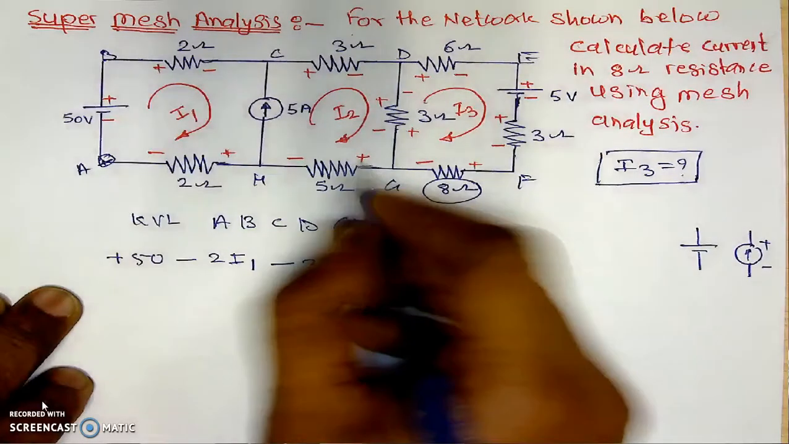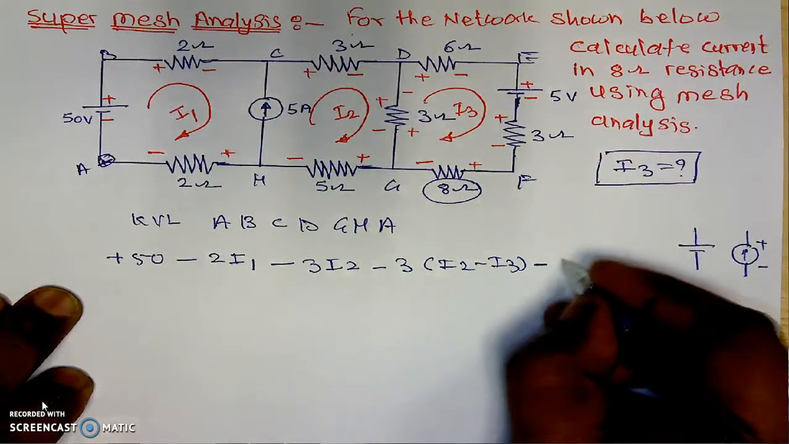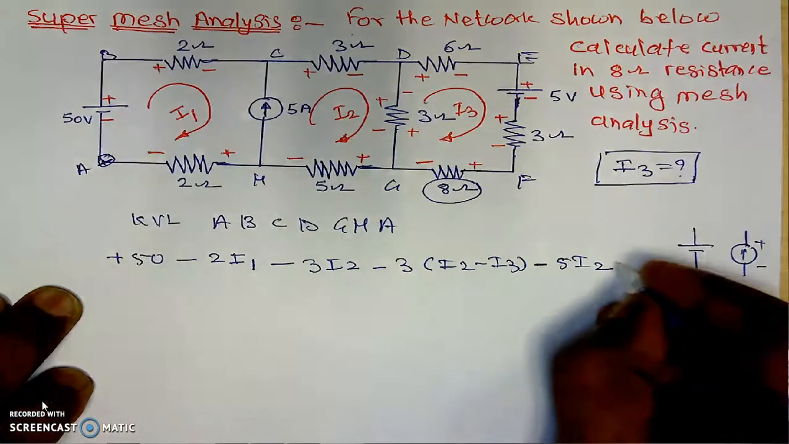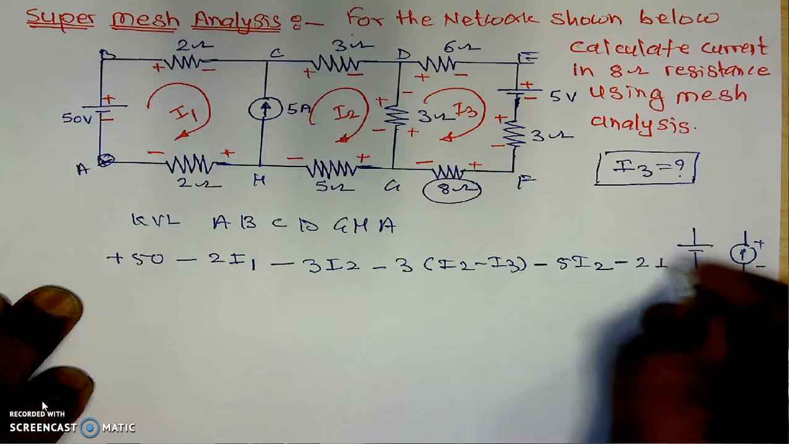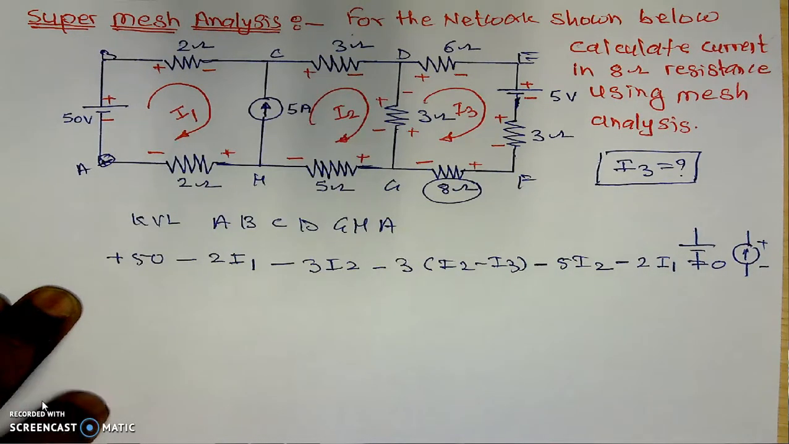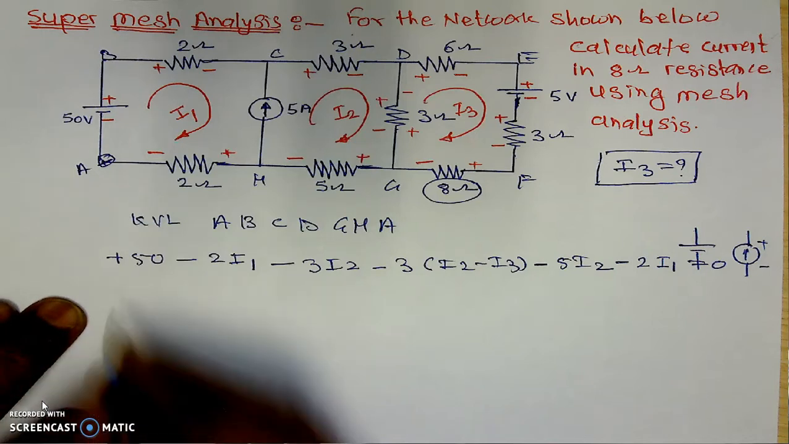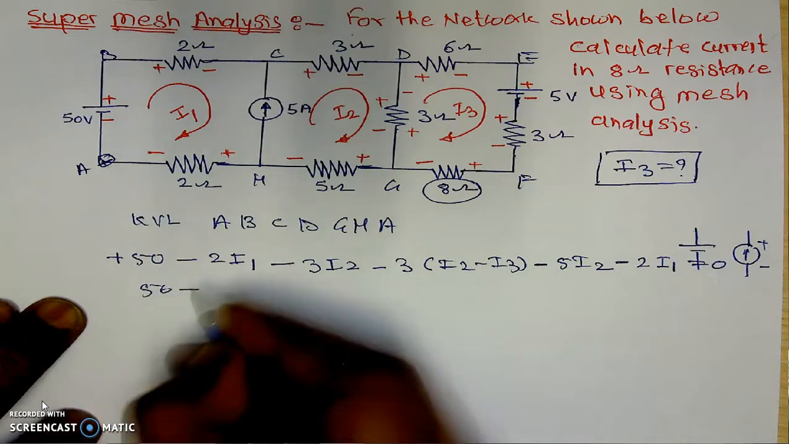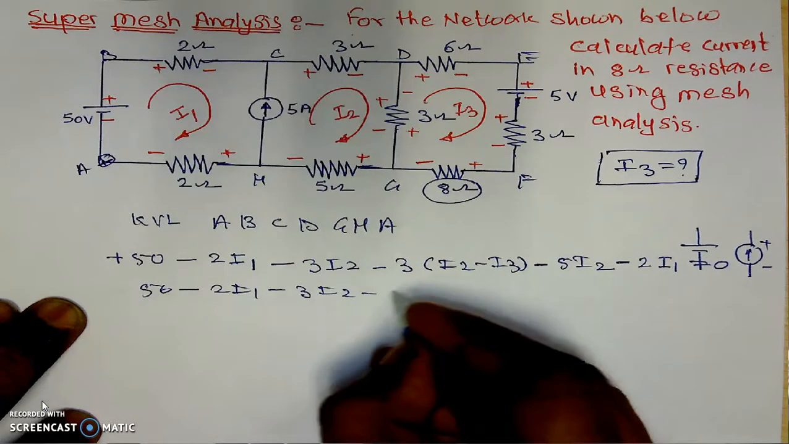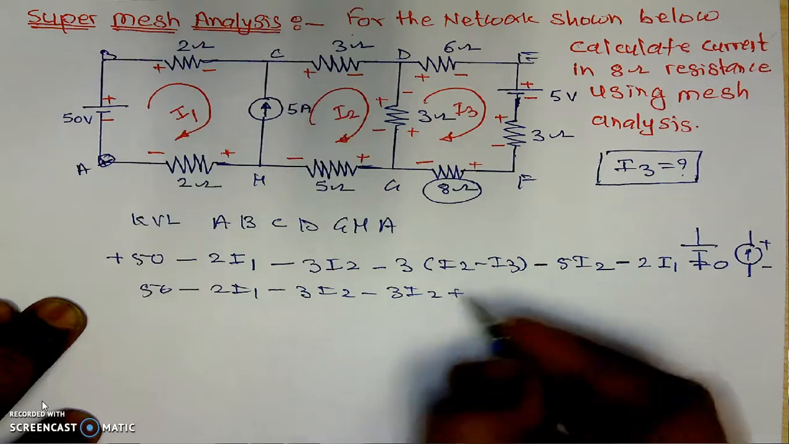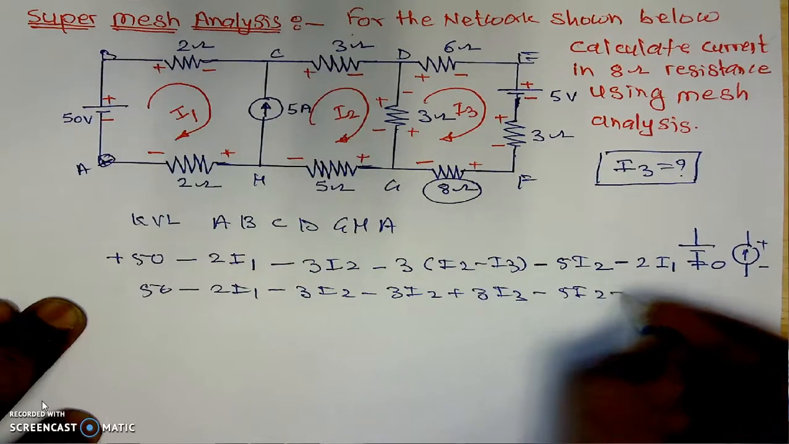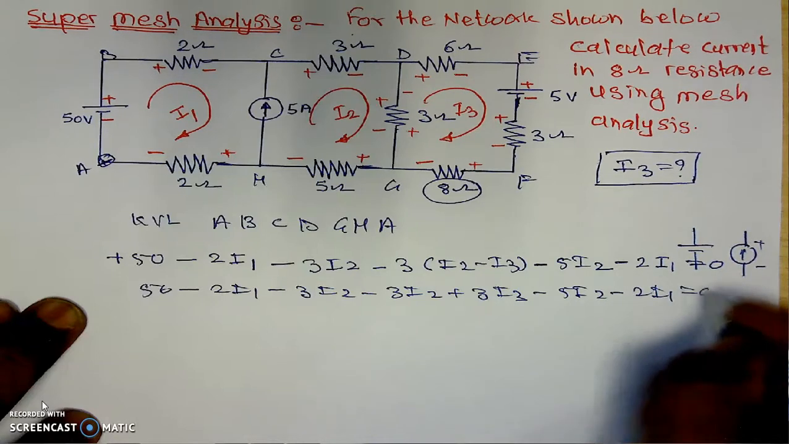Then we come back, positive to negative, which is minus. Its resistance is 5, its current is I2. Coming back, positive to negative, which is minus. Its resistance is 2 and its current is I1, which is equal to 0. In this way we apply the KVL. Now separating the terms, this will be 50 minus 2I1 minus 3I2 minus 3I2, then minus of minus, plus 3 into I3, minus 5I2, then minus 2I1, which is equal to 0.